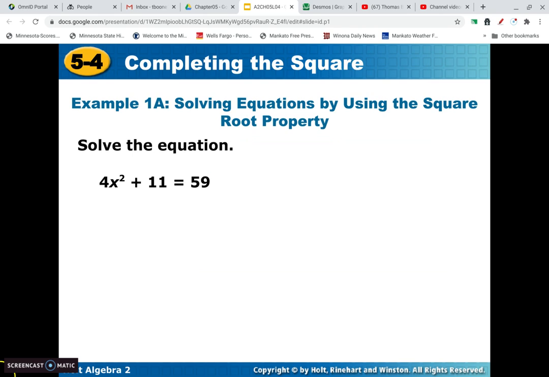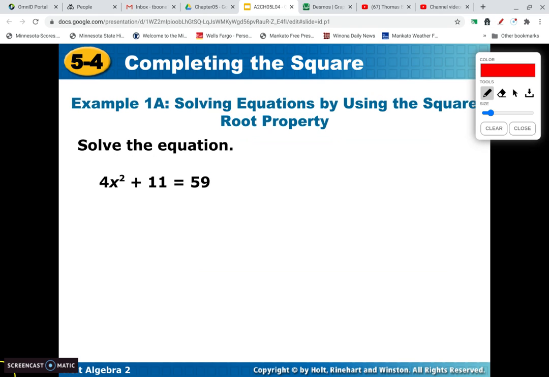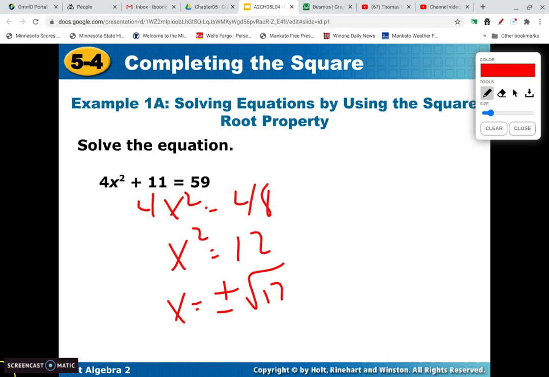So when we get something like this, what we want to do is get the x squared by itself. So we'd have 4x squared is equal to 48. Divide by 4, we'd get x squared is equal to 12. So take the square root of both sides would be plus or minus the square root of 12. Now, if you're one of those people like me who likes to simplify radicals, the square root of 12 could be thought of as 4 times 3, in which case we could take the square root of 4, so we could think of it as plus or minus 2 root 3.